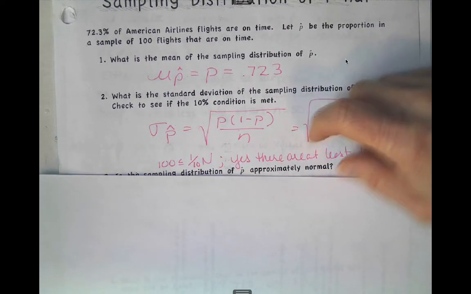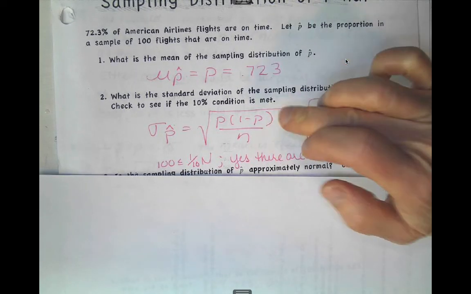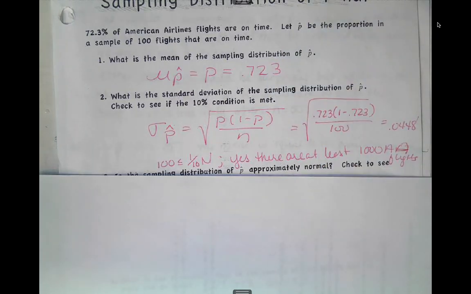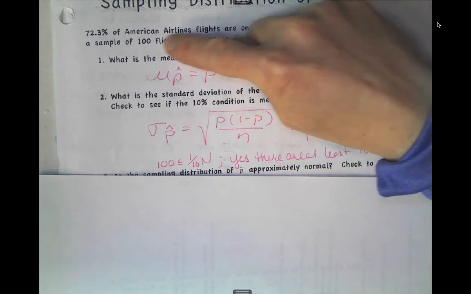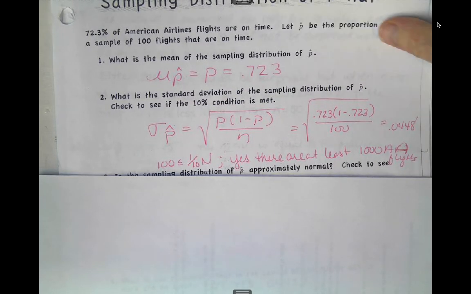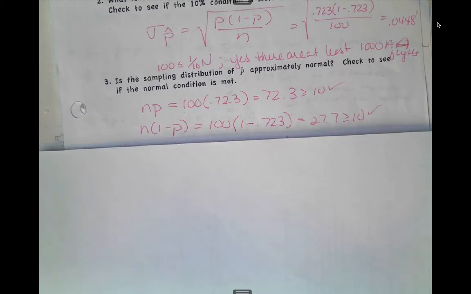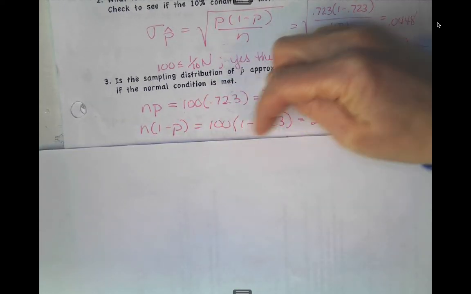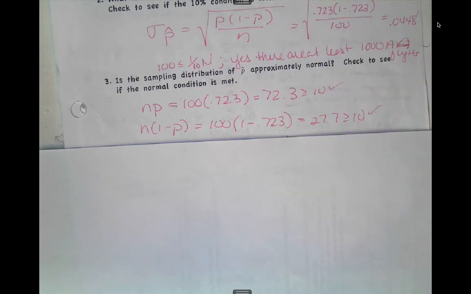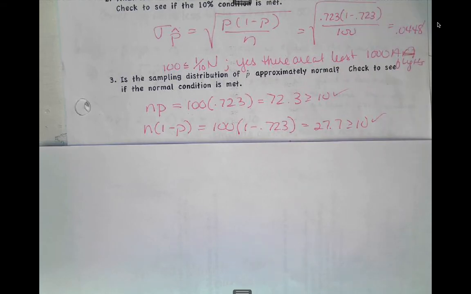Again, this formula, check to see if the 10% condition is met. So this formula is only accurate if that 10% condition has been met. They don't tell us how many flights, but we can assume that there's at least 1,000 American Airlines flights. That's reasonable to assume. The normal condition, so you want to check your n times p and then n times 1 minus p. Both of those numbers are at least 10, so that means our sampling distribution of p hat is approximately normal. It doesn't mean that p is normal, it just means the sampling distribution of p hat is approximately normal.